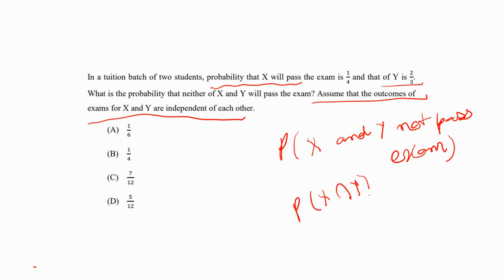Probability of X intersection Y will be the product of the two. Okay. So it will be 1 upon 4 times 2 upon 3. It will be 1 upon 6. Right?